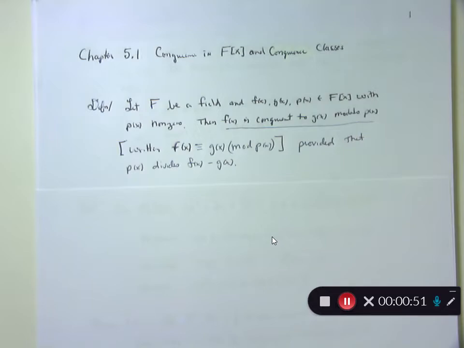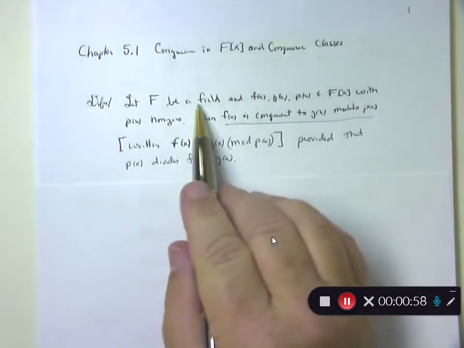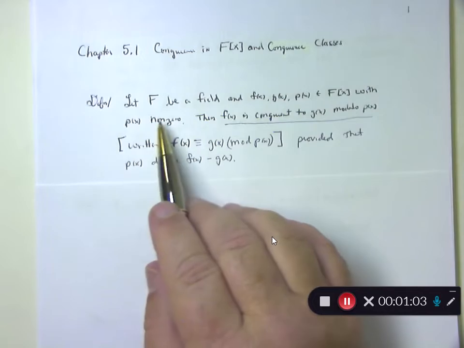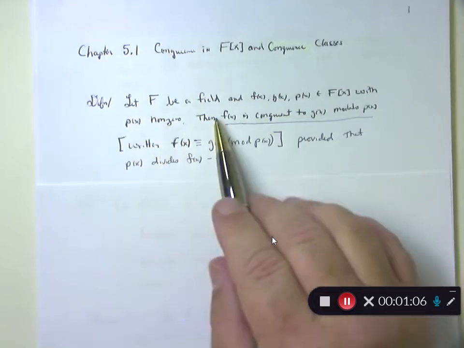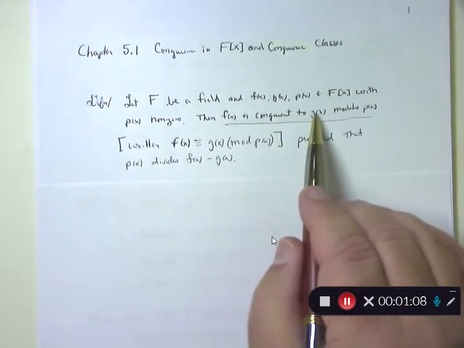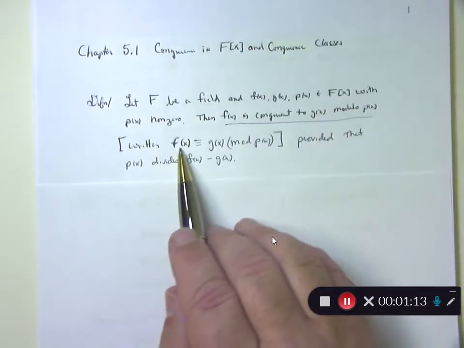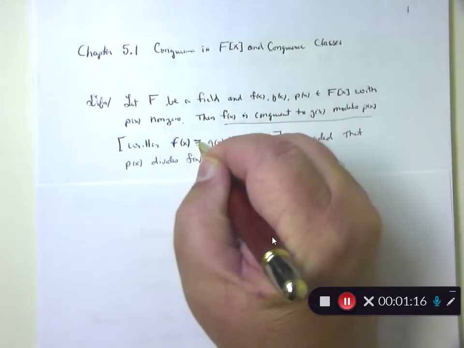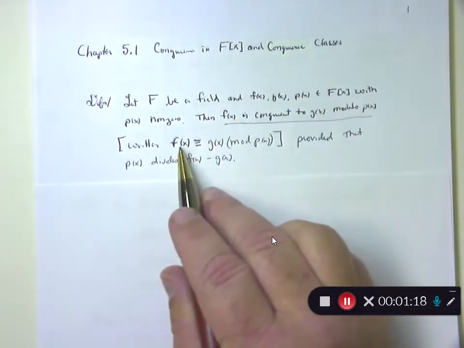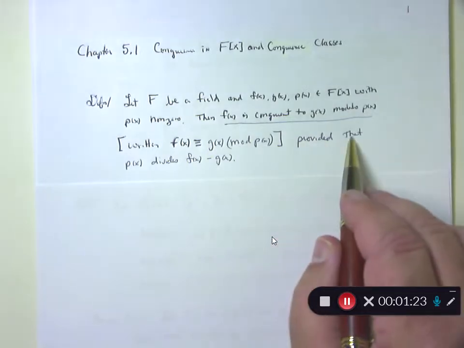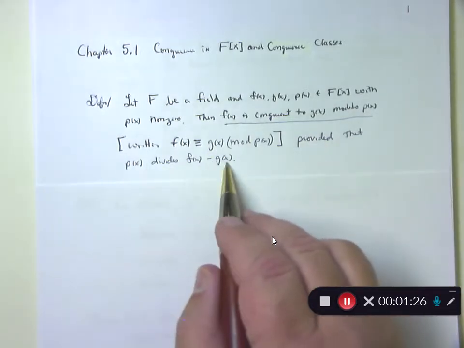Chapter 5.1, Congruence in F adjoint X and Congruence Classes. Definition. Let F be a field, and f of x, g of x, p of x be elements of F adjoint X, with p of x being a non-zero polynomial. Then f of x is congruent to g of x modulo p of x, written with the equivalence being three little equal lines, provided that p of x divides f of x minus g of x.